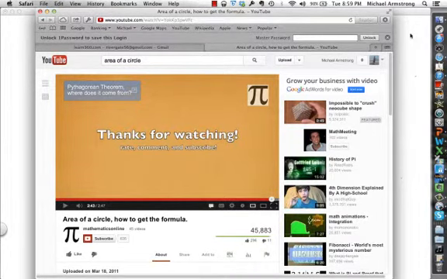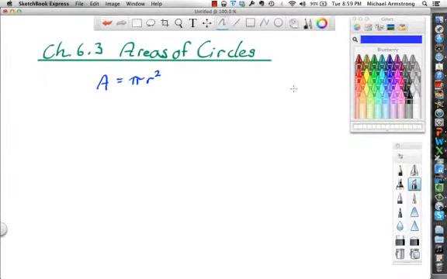Okay, pretty cool. Thought you guys might like that. I enjoyed it. The activity at the beginning of your chapter 6.3 on pages 253 and 254 does something similar, so you can look at that if you want.